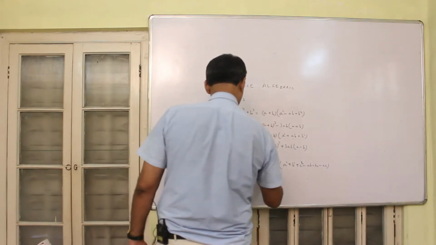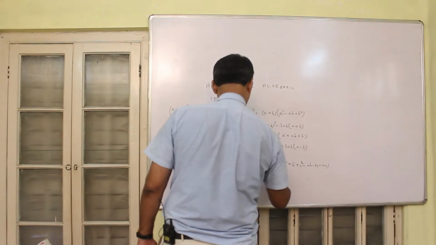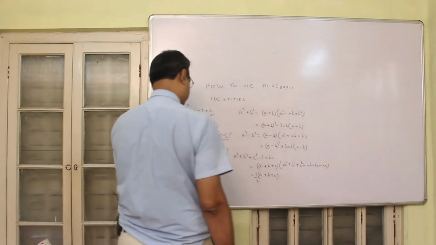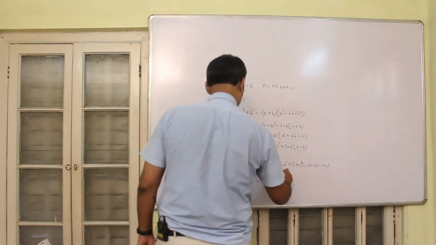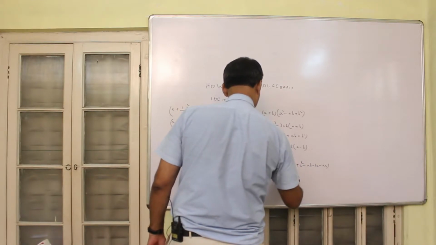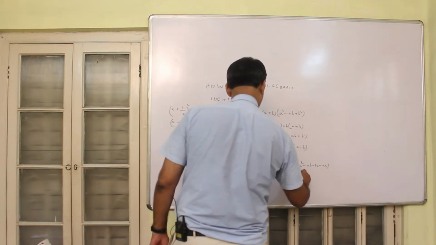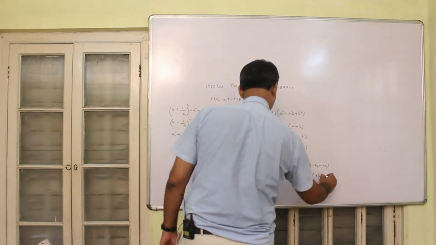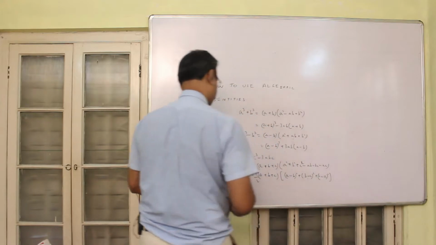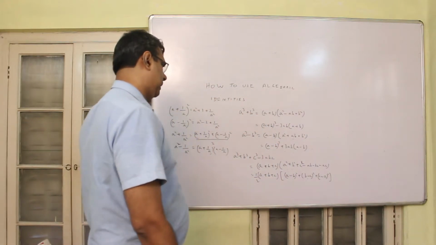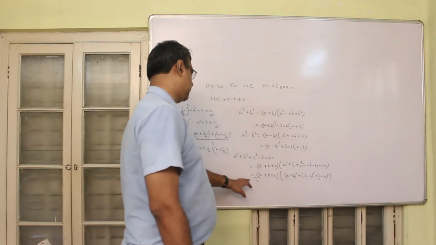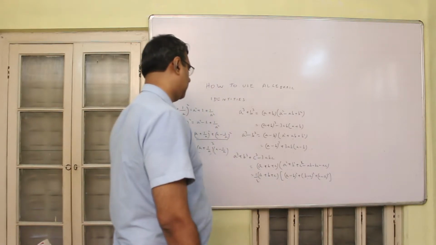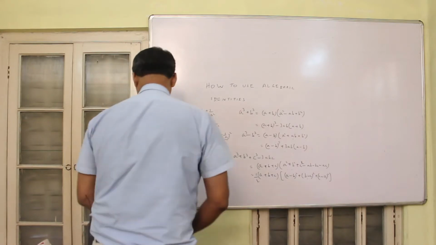Now what we can do is we can keep the a plus b plus c as it is, and keep a half outside, and this entire term inside the bracket can be written in another way like this. Put a half outside, (a minus b) whole square plus (b minus c) whole square plus (c minus a) whole square.